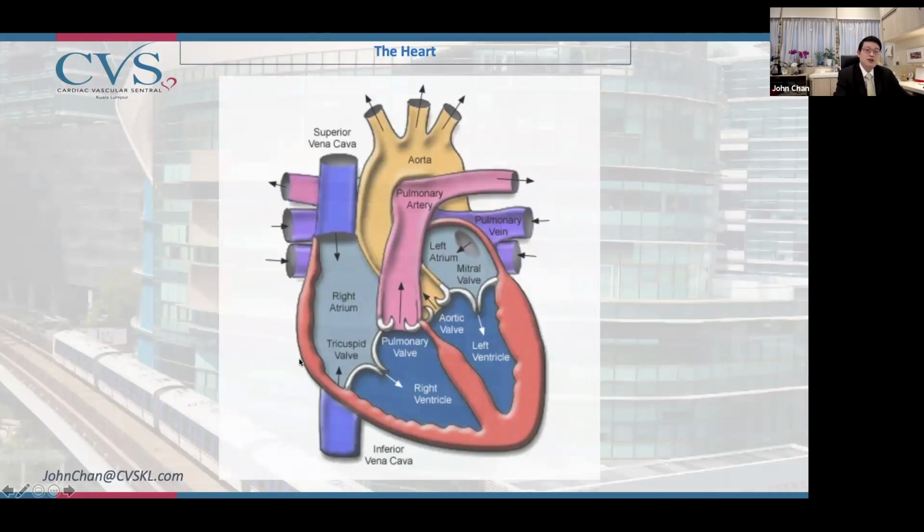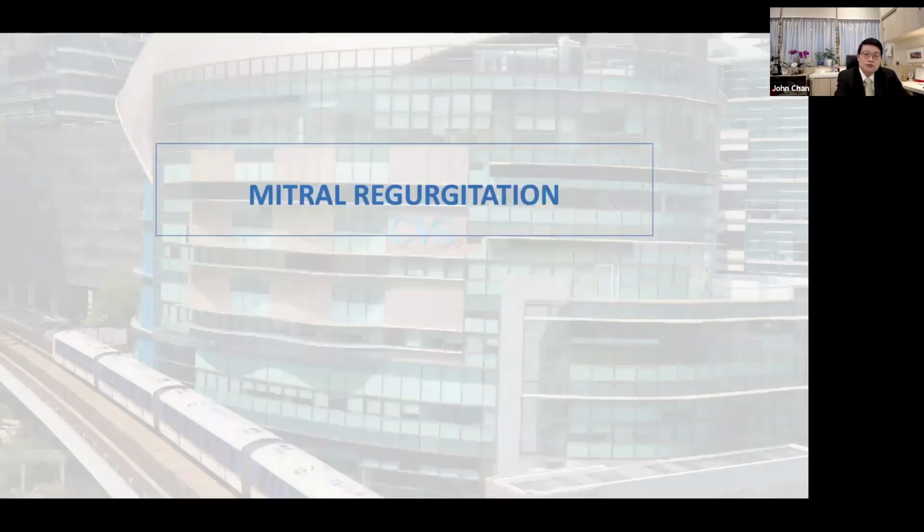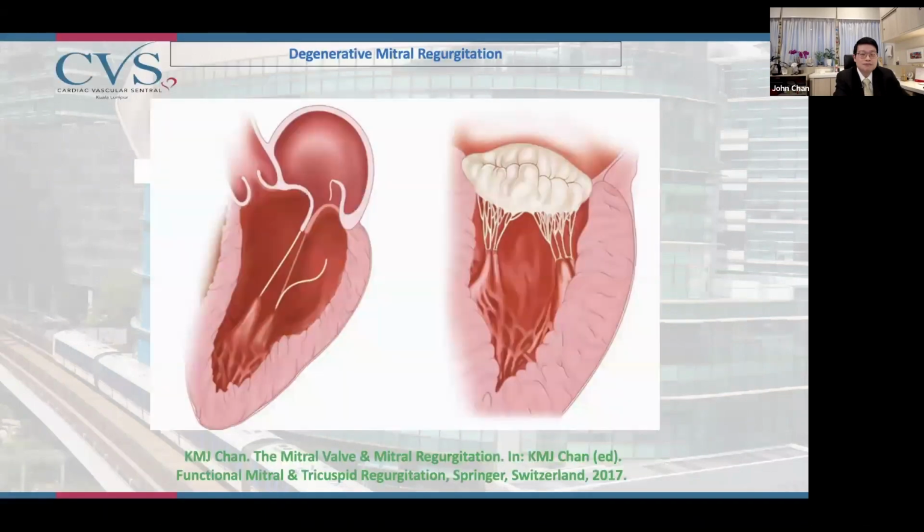So things can go wrong with any of these valves. These valves can start leaking, or they may get very narrow, so they don't open properly, and blood is unable to flow through. So first of all, let's go through mitral regurgitation, which essentially means a leakage of the mitral valve. So this is the mitral valve.